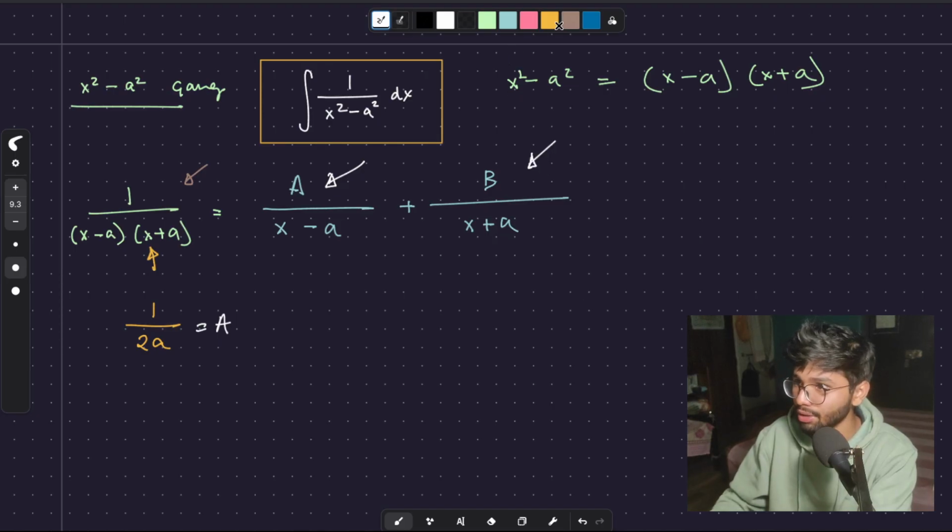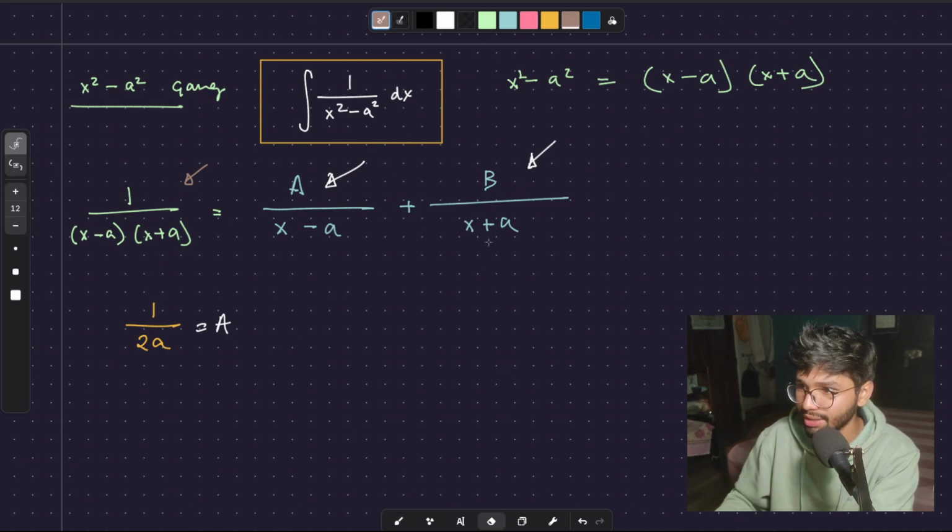So for B, we're going to do the same. We're going to cover up x plus a. Okay, x plus a. And before that, let us see what value of x makes this whole denominator 0. And that is going to be minus a.